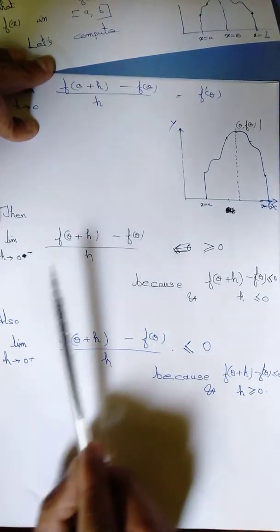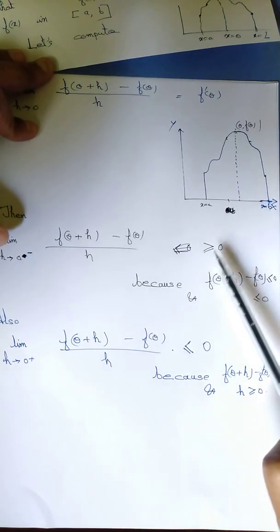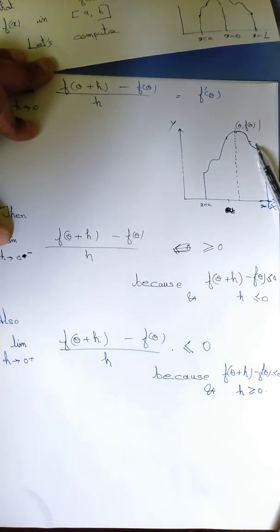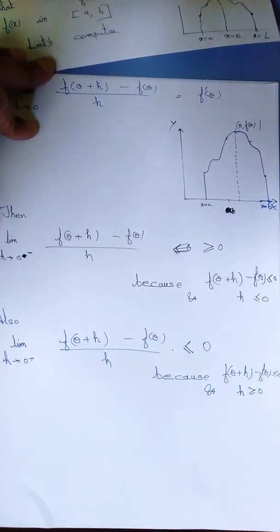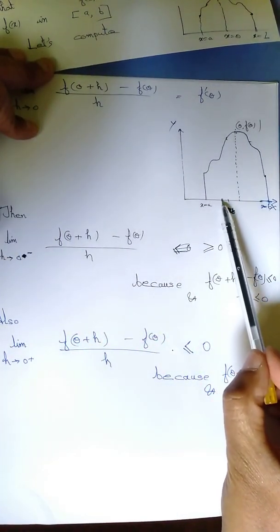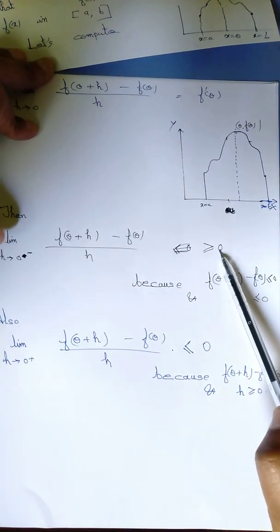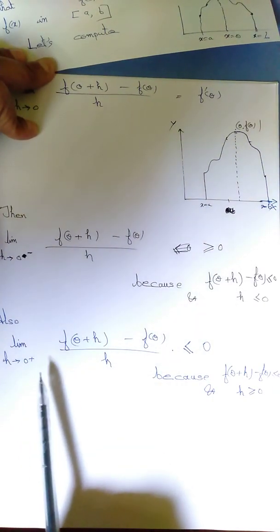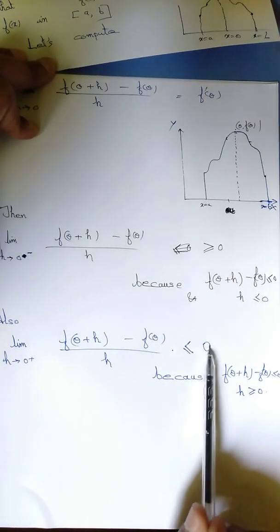So if you take the left hand limit, that is, if you move from the left hand side, your derivative has to be greater than or equal to 0. And if you move from the right hand side, your derivative has to be less than or equal to 0. Your limit, once again, if you move from the left hand side, your derivative or the limit has to be bigger than or equal to 0. If you move from the right hand side, your derivative is less than or equal to 0.